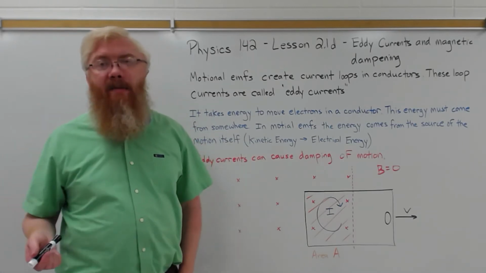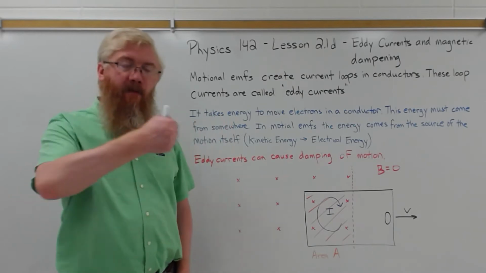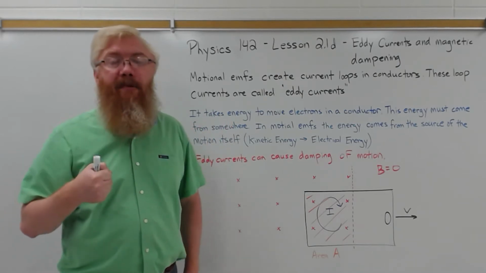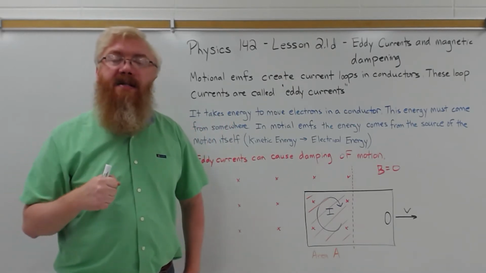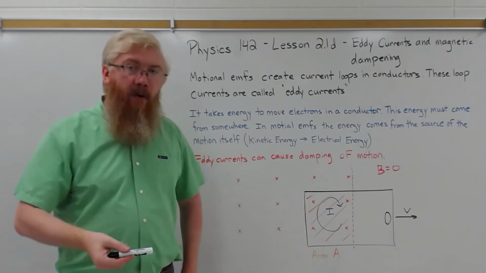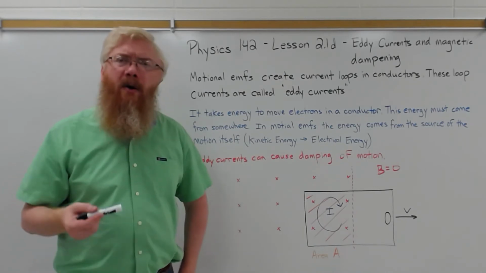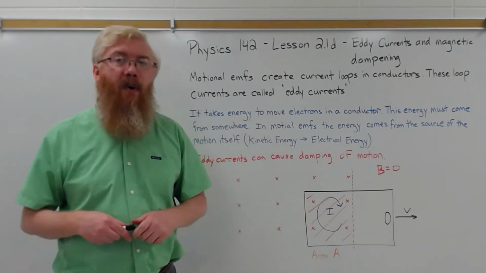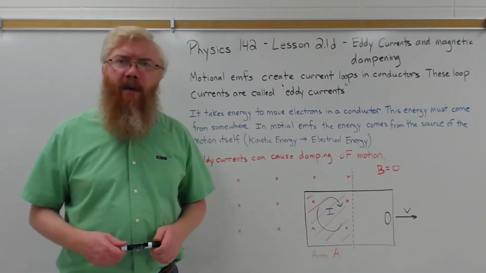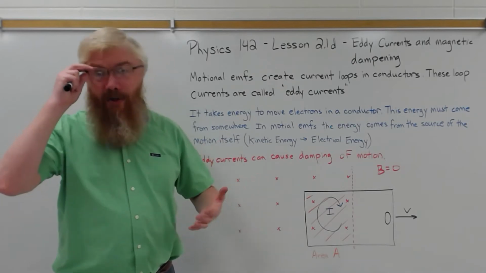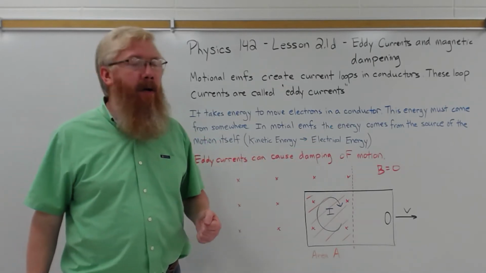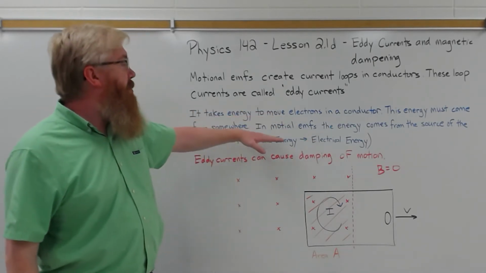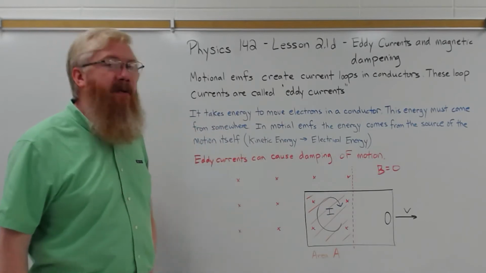When I change the magnetic flux, for motional EMF, when I move that bar side to side in the previous example, current flows. But to generate current, you need to do work on electrons, right? You're pushing the electrons through the wire. Where does that energy come from? How can you push electrons through a wire? Well, it comes from the source of the motion itself.